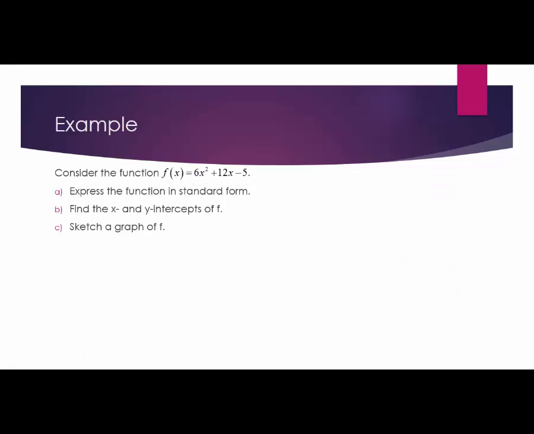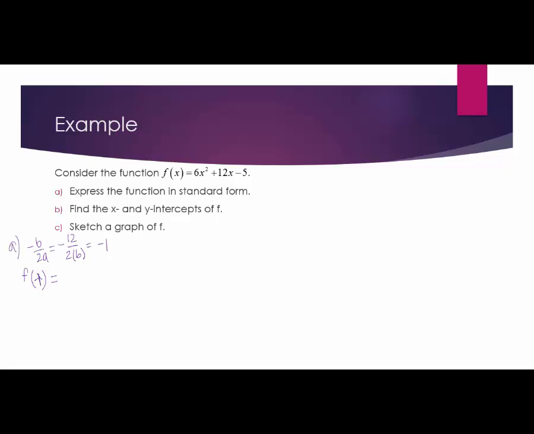We need to keep practicing this, so let's keep doing it. Let's express the function in standard form first. So I'm going to find that vertex using -b/2a. I could complete the square, but I think this will be faster. -b/2a is -12/2 times 6. -12/12 is going to be -1. And to find the y value of my vertex, I'm going to plug that in.